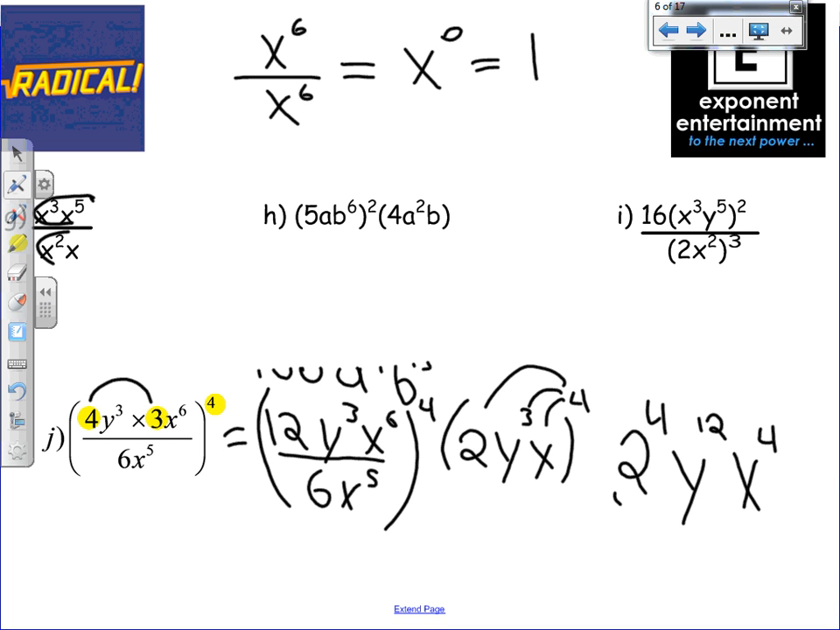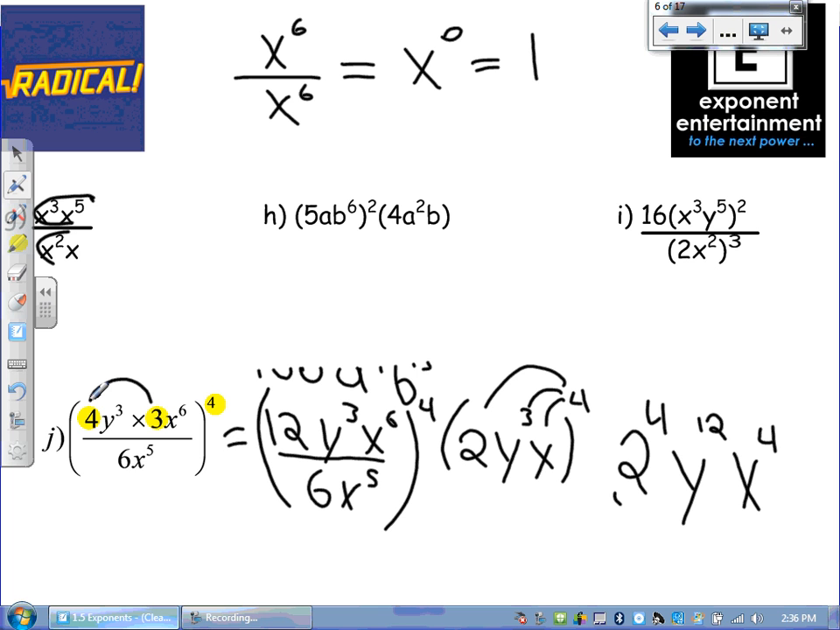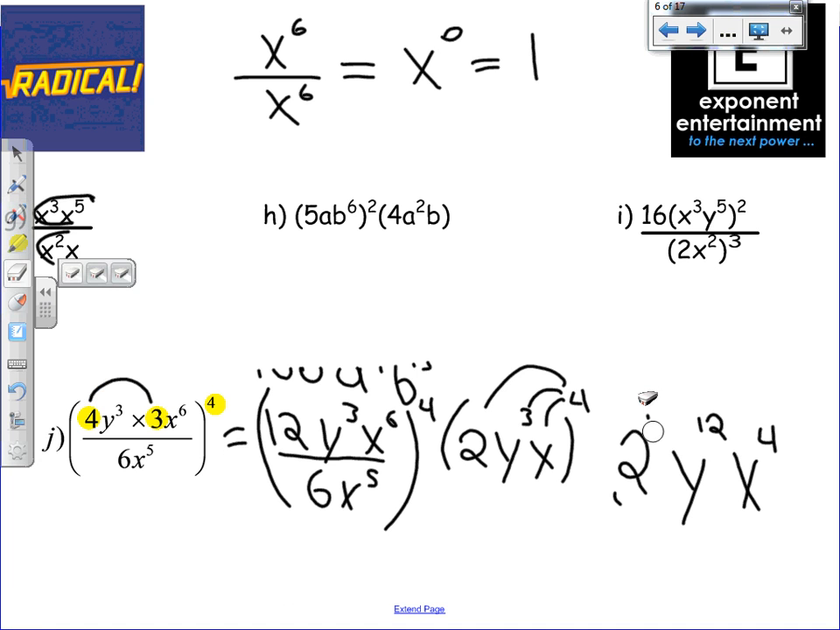Any question about that? You're going to see more complicated versions of this on quizzes and assignments. Do you solve 2 to the power of 4? Absolutely. What do you get? 16. Your final answer would be 16 y to the power 12, x to the power 4. So you're good.